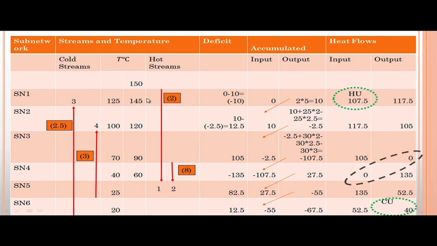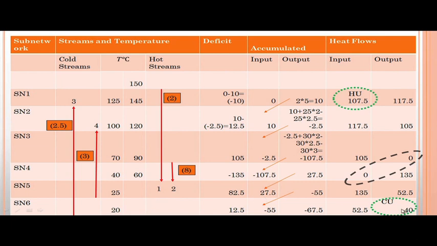So, you see we are getting some sort of subnetwork. In the first subnetwork there is only one stream that is changing its temperature from 150 to 145. In the second network we have two streams, one is changing its temperature from 145 to 120, another is changing its temperature from 100 to 125. Similarly, we can identify the other subnetworks.